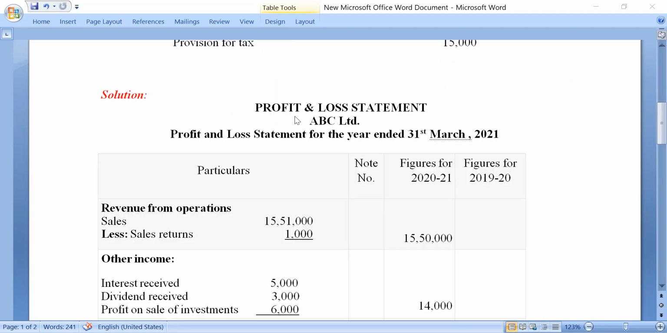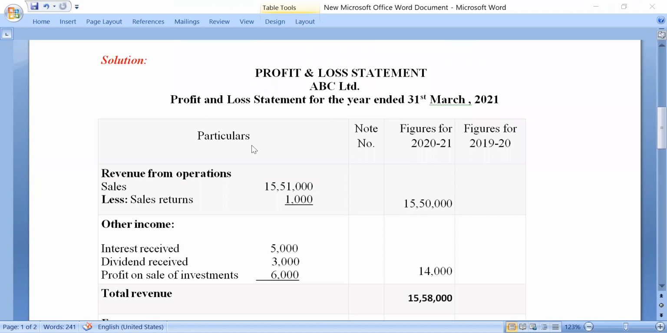If you remember the format of the profit and loss statement, we have particulars, then we have note number. In the notes we show all the working notes or calculations, like revenue from operations. Actually, we do not show it here; we show it in the notes to accounts, and notes to accounts are prepared after the profit and loss statement. This being the first question, I felt that if I show the things here, it will be easier for you. In next questions, we may prepare the notes also.